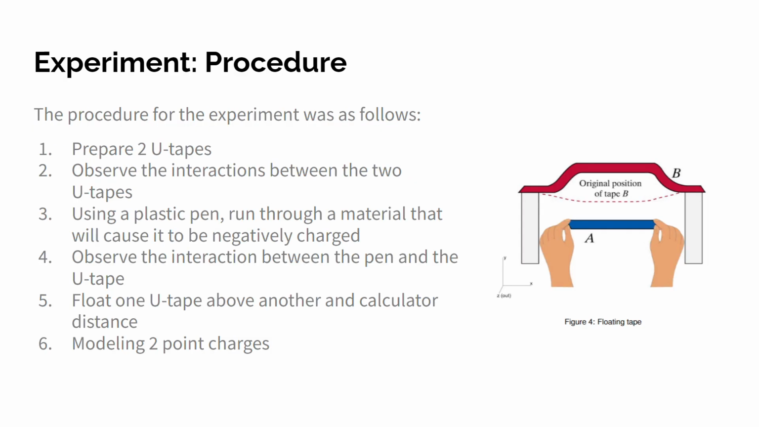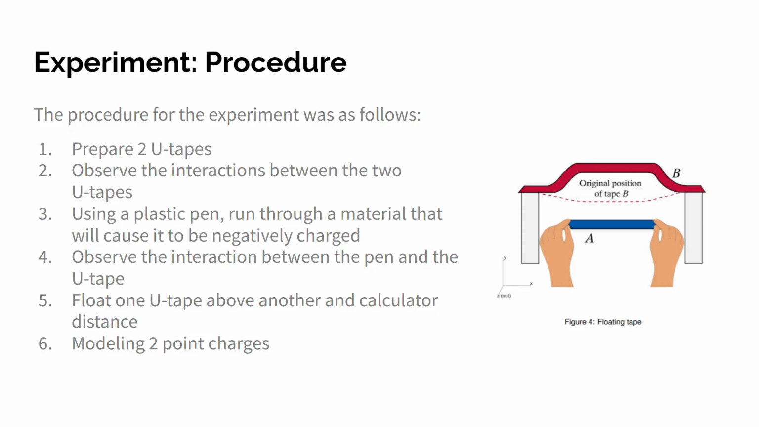For the procedure of the experiment, we prepared two pieces of U-tape that are prepared by taking a piece of base tape and rapidly peeling a top layer of tape off. Two of these were created. Then we observed the interactions between the two U-tapes.